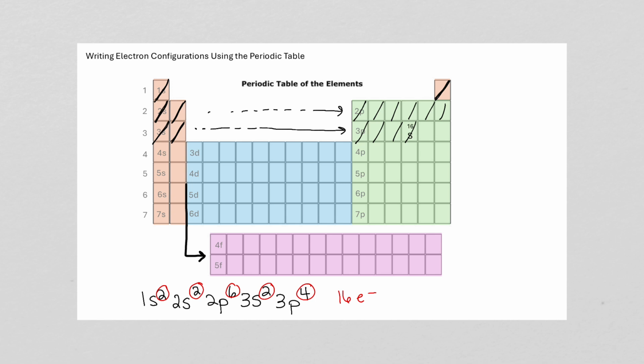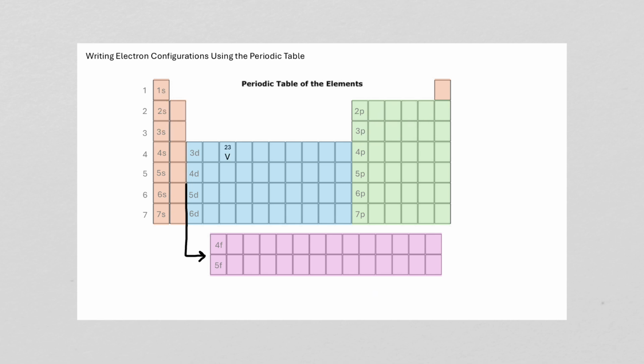So without having to memorize that after 1s comes 2s, then comes 2p, then comes 3s, I'm reading the periodic table from left to right in order to get those energy orderings. This becomes particularly helpful as I get higher up in the periodic table. We'll look at vanadium as an example once we start to get into the d block. Instead of having to memorize all these orbitals, I can use the periodic table.